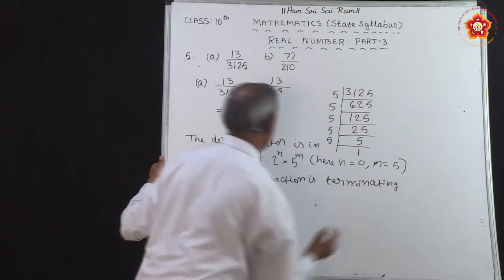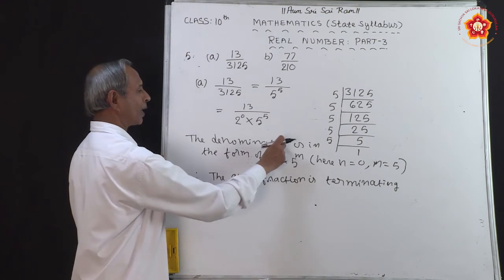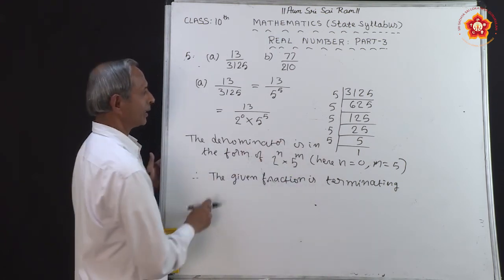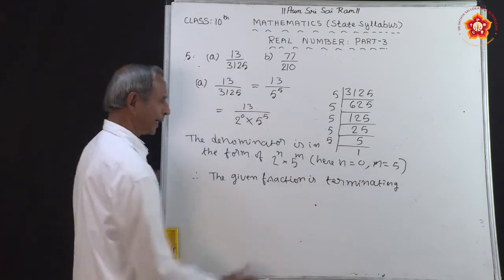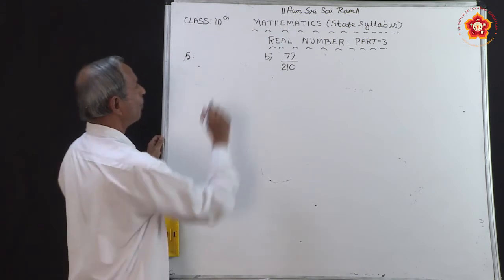Now we have to see the denominator only. When the denominator is in the form of 2 raised to the power of n into 5 raised to the power of m, then it is terminating. So this given problem is terminating. Now let us move to the second problem, B.